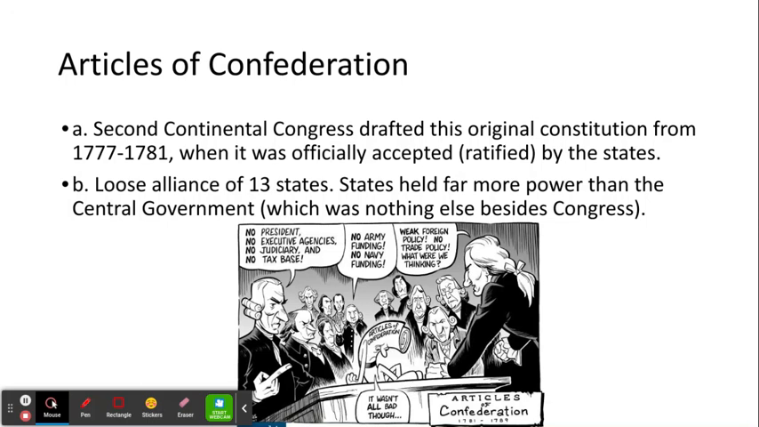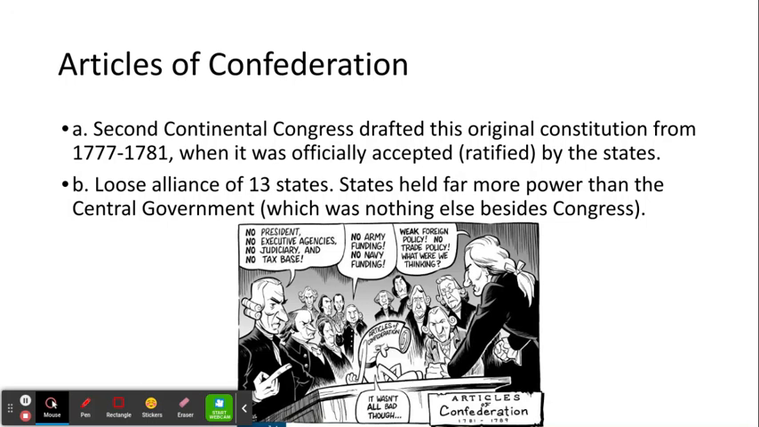It was a loose alliance of all 13 states. In this arrangement, states themselves actually had more power than the central government. And when I say central government, what I really mean is just Congress. There was no president, there was no judicial branch, there were no court justices, there were no judges, there were no juries, there was just Congress, which means there was just the group of our government that makes new laws.